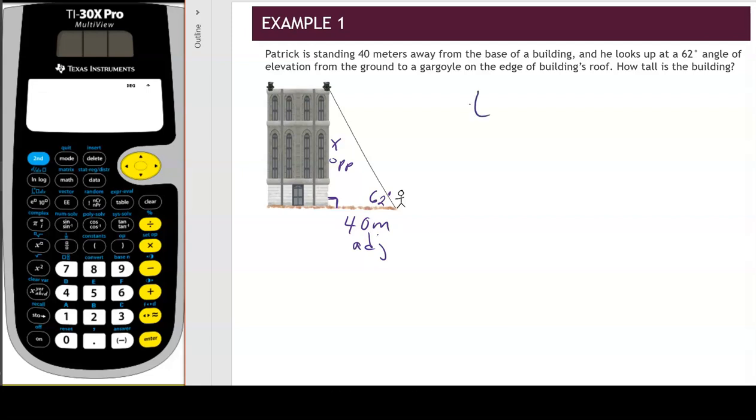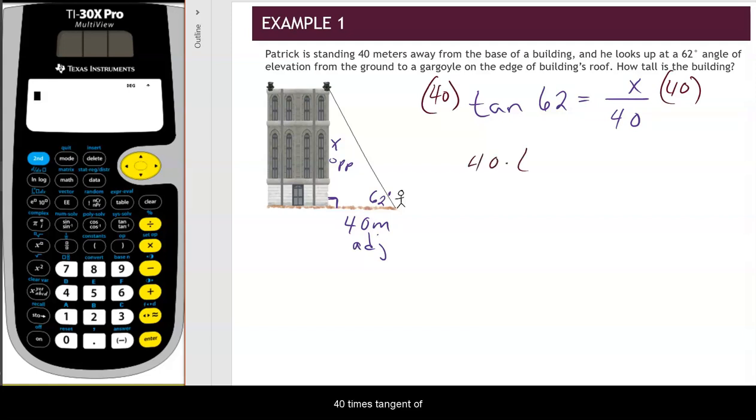So we would have tangent of our angle, 62 degrees, would equal our opposite x over our adjacent, 40. When we're going to solve, we would multiply both sides by 40 to get x by itself. 40 times tangent 62 will equal x. We can type that into our calculator to get our x value.